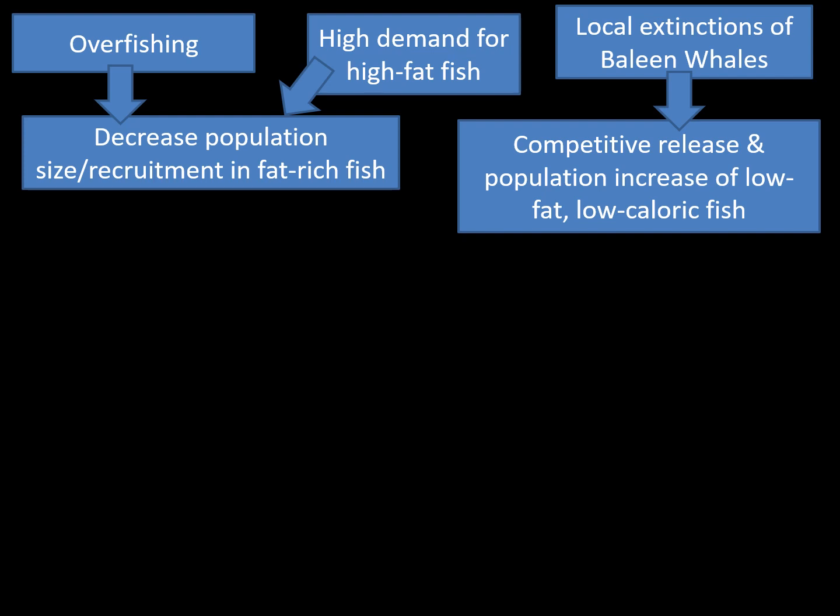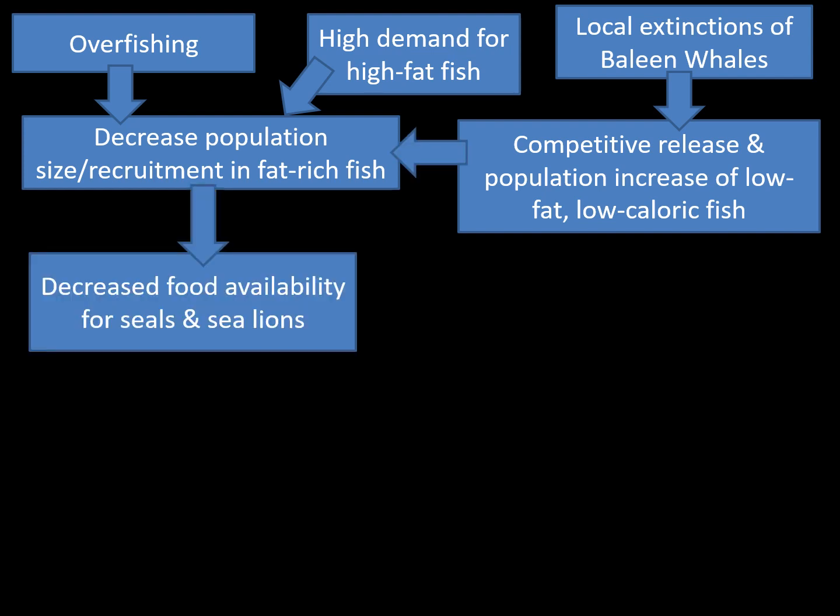Now ask the question, so what? You have lots of low caloric, low fat fish that doesn't taste really well, and you have lost herrings and perches which usually provide a lot of fat, a lot of nutrients for other aquatic organisms in the food chain. Now, who else other than humans loves fat-rich fish? Well, seals and sea lions. They prefer to devour fat-rich, good-tasting fish, but now they don't have an option.